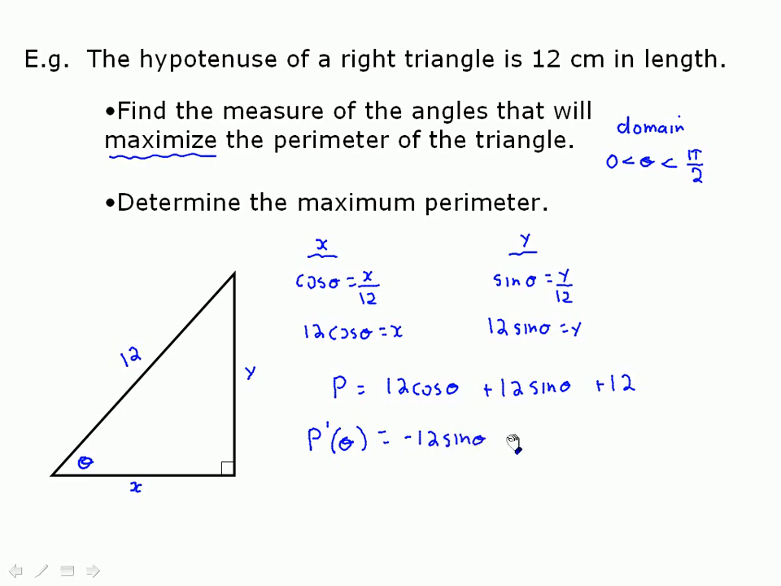And the derivative of 12 sine theta is plus 12 cosine theta, and then plus 0. So reminder that you don't have to go d theta dt at all, because we're not taking it with respect to a different variable. We're taking it with respect to theta. And then we go after the critical numbers.